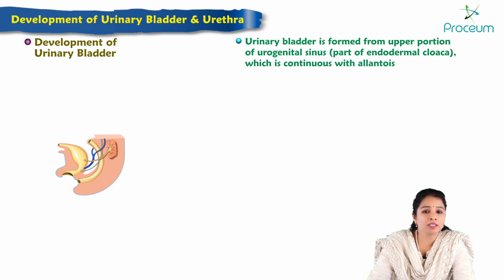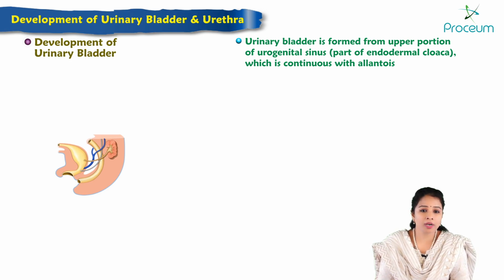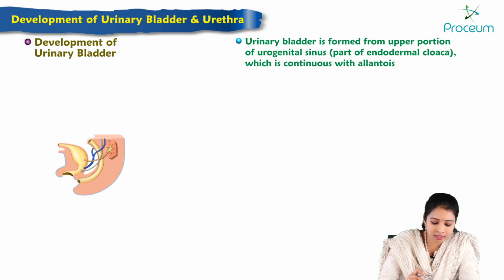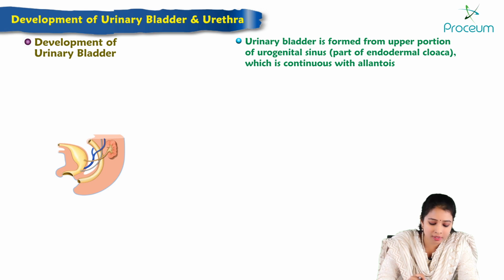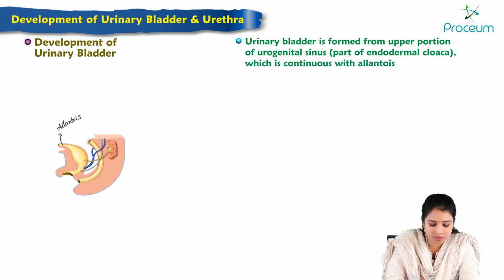So urinary bladder is formed from the upper portion of urogenital sinus, which is a part of endodermal cloaca, and it is the continuation of allantois. So if you see the cloaca is the lower part of hindgut. So hindgut is divided into two parts by the attachment of allantois. So here is the allantois. In adults it forms the urachus and median umbilical ligament.